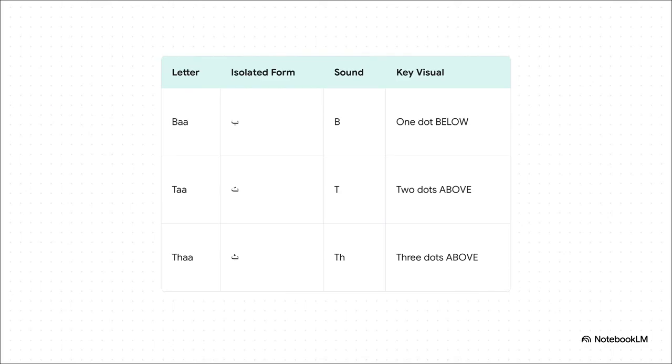Okay, check this out. We've got ba, ta, and tha. Now look closely. See that little boat or dish shape? It's the exact same for all 3. The only thing that tells them apart, the only thing that gives them their identity, is the dots. Ba makes a b sound, ta a t sound, and tha a th sound. It's all about where you put the dots.